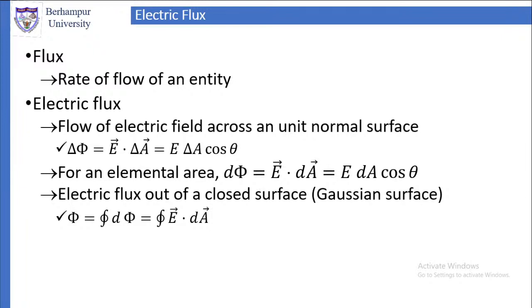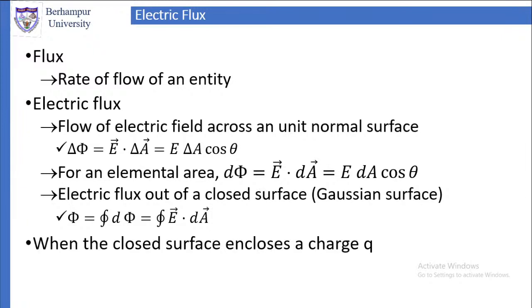So, phi will be integration of E dot dA over a closed surface. Now, since we have a closed surface, within the surface or in the volume that is enclosed by the surface, there may be charges, there may not be charges. Suppose there is charge Q. If Q is equal to 0, then there is no charge. If Q is not equal to 0, then there is some charge. Suppose the closed surface encloses a charge Q, or total charge enclosed within the closed surface is Q.